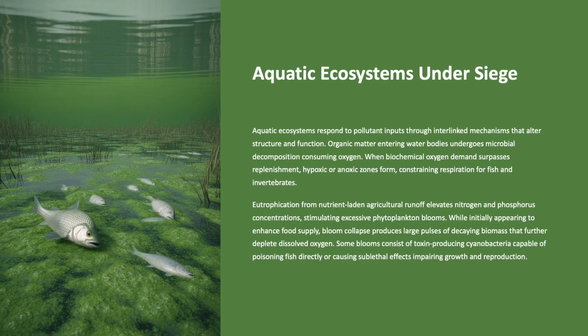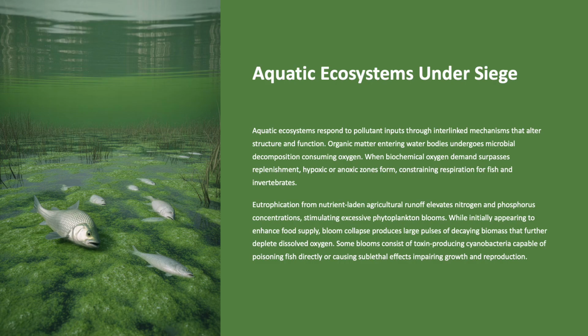Beyond eutrophication, aquatic ecosystems suffer from sedimentation, chemical contamination, and temperature changes associated with human activities. Heavy metals and persistent pollutants accumulate in sediments, where they may enter the food chain through bottom-feeding species. Over time, these contaminants biomagnify, reaching higher trophic levels and posing risk to predators, including humans. Thermal pollution from industrial processes alters habitat suitability for temperature-sensitive species, contributing to shifts in biodiversity composition.